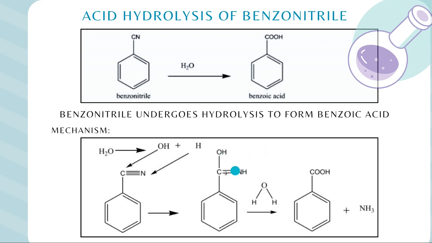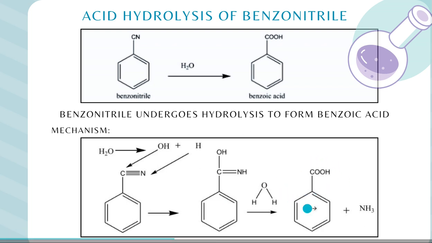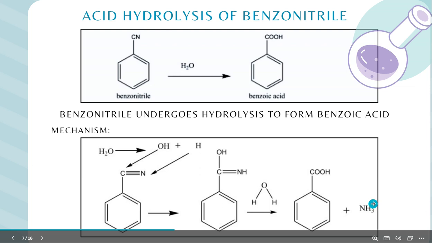You know, when new bonds are formed, old bonds break. So here the bond breaks and a new bond, that is with OH, is formed, which on acid hydrolysis further gives you carboxylic acid and ammonia. The byproduct is ammonia.